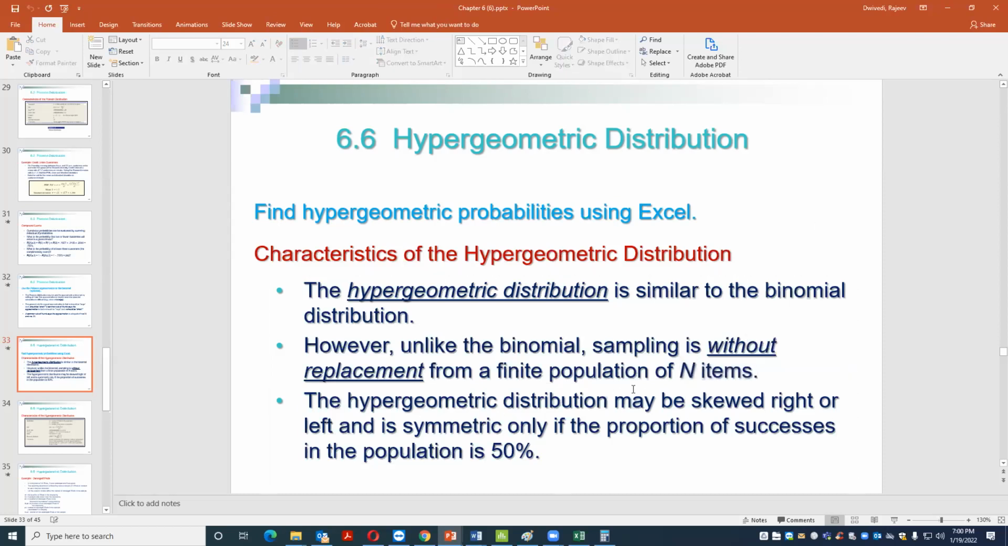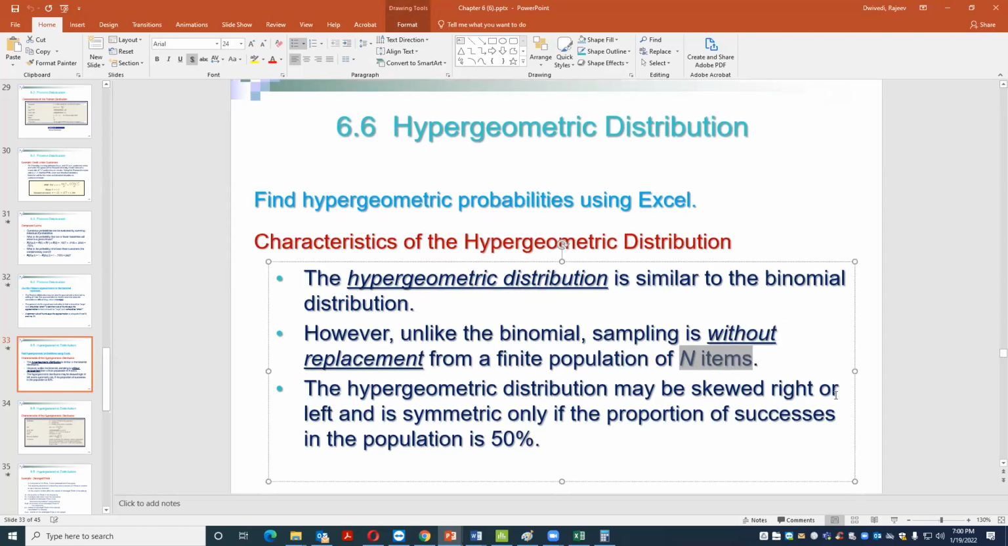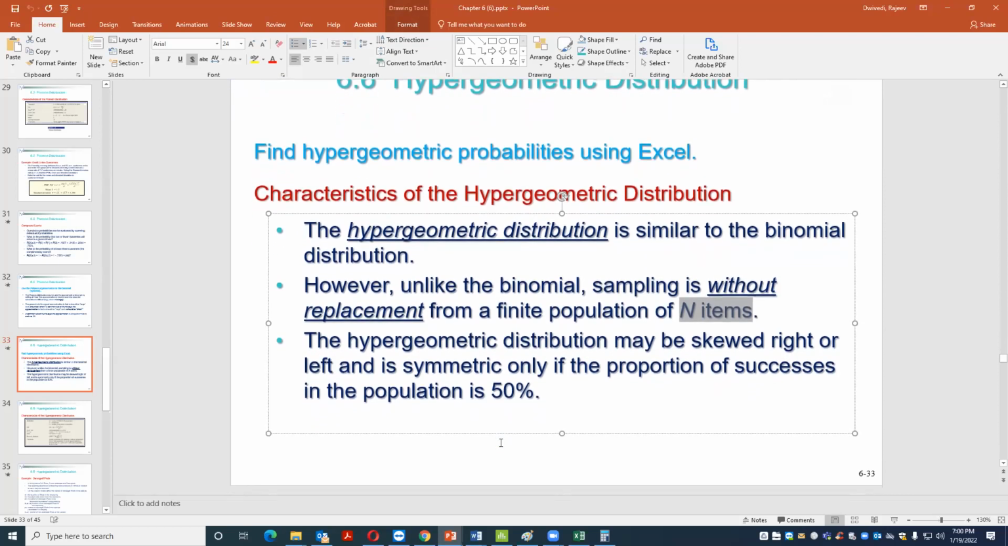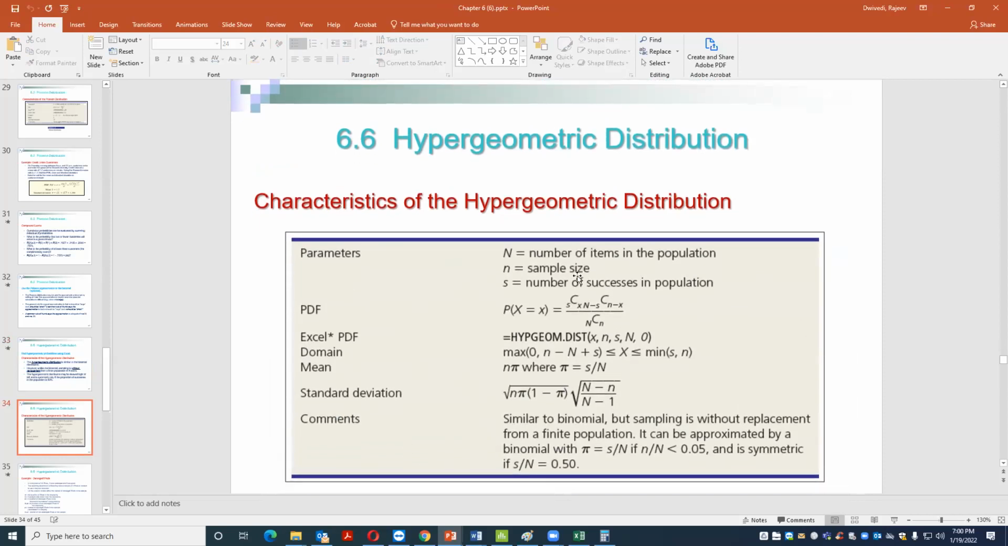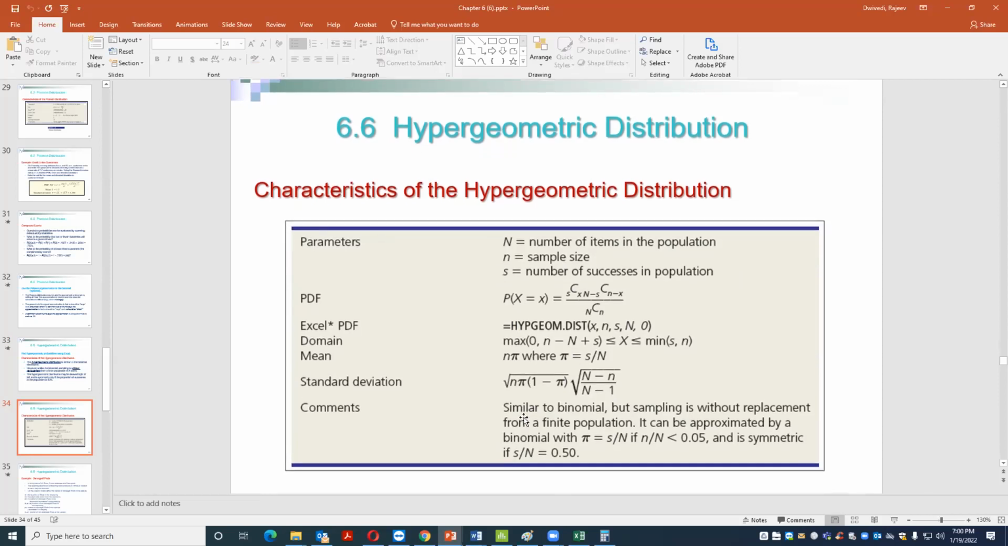So basically, if you have a situation of having a finite number, then you just go for hypergeometric. Maybe skewed right or left or symmetric, a proportion of success in the population is 50%. So, follow the principle. This is the summary slide: N is the number of items in the population, n is the sample size, S is the number of successes in the population.